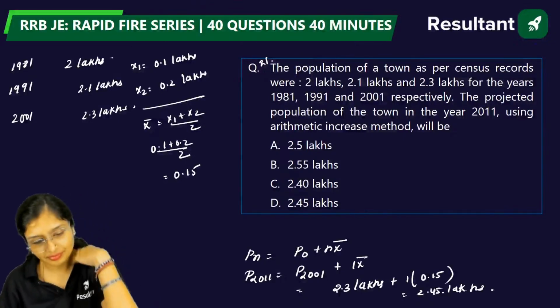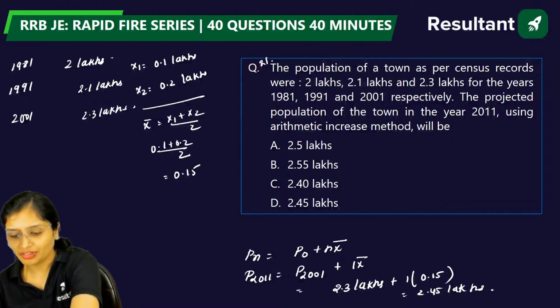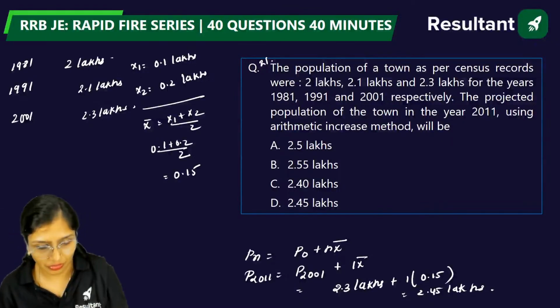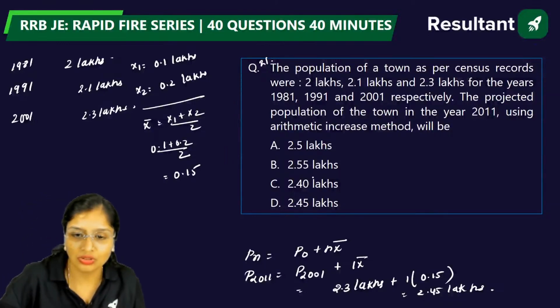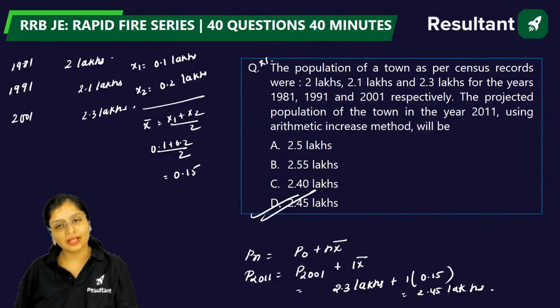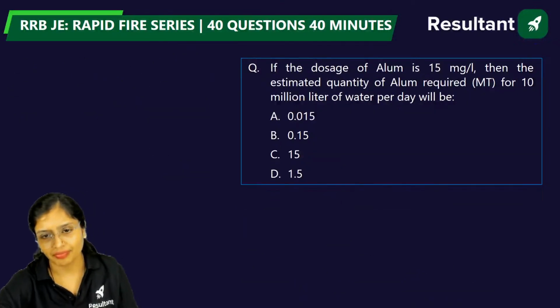Clear? Clear everybody? Getting the same answer, 2.45 lakhs everybody? So D will be the correct answer. Simple question, arithmetic increase. Okay.